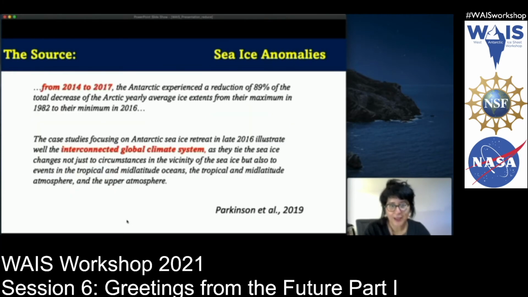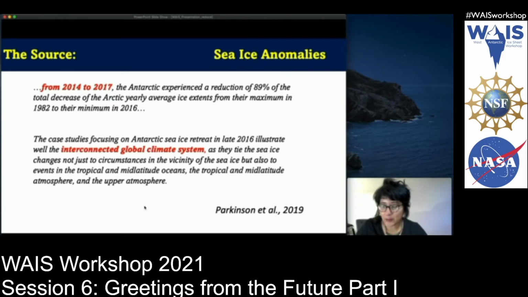Okay, the other thing that's really interesting about this period, from 2015 to 2020, is that there was a dramatic reduction in sea ice. This is reported on by Parkinson et al. 2019. But the thing I wanted to point out particularly was that she attributes the decline in sea ice to an interconnected global climate system. So they tie the sea ice changes not to the circumstances in the vicinity of the sea ice, but also to events in the tropical and mid-latitude oceans.